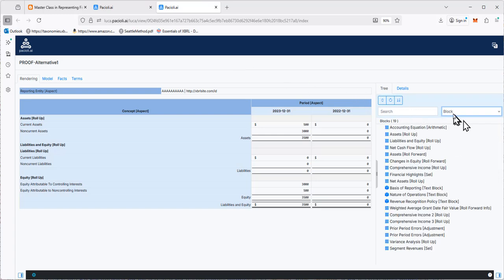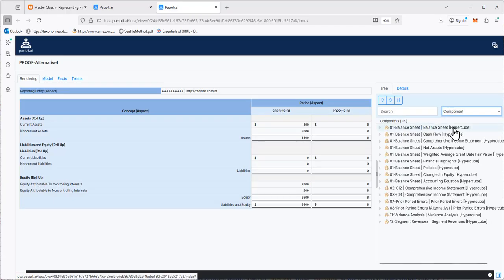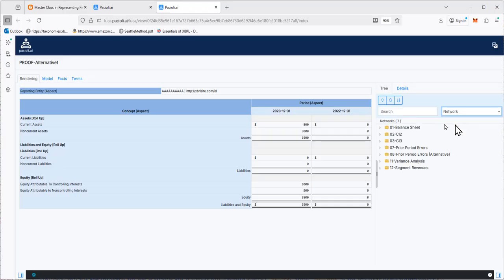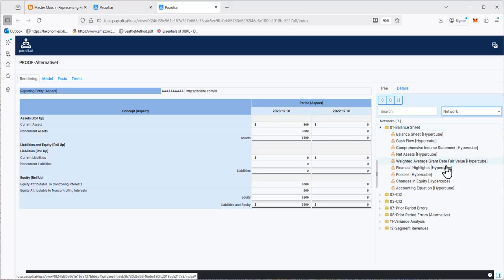So if you go into this component view, you see that balance sheet has a balance sheet hypercube. The balance sheet network has a cash flow hypercube. The balance sheet network has a comprehensive income hypercube. So you can see that more clearly here. So why is it that I couldn't put these within this hypercube?